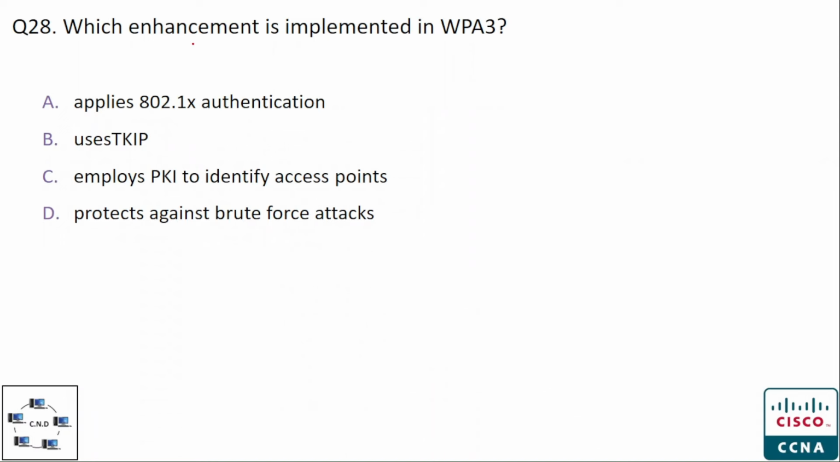Question number 28, which enhancement is implemented in WPA3? This is the latest Wi-Fi security standard. And the options are: option A, applies 802.1x authentication. Option B, uses TKIP. Option C, employs PKI to identify access points. And option D, protects against brute force attacks. And the correct option is option D, that it protects against brute force attacks.